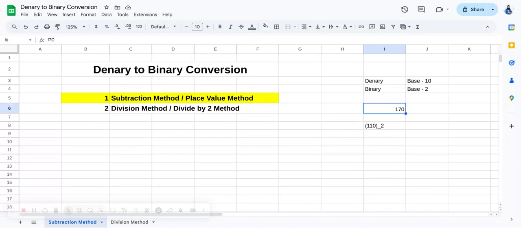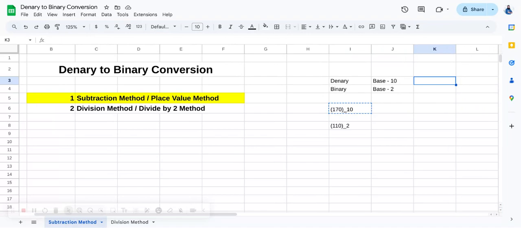Okay, and likewise if this number is in base 10, I have to mention 170, and then my base has to be written in the subscript form. Now if somebody looks at this number, 170 is actually a denary number and 110 is a binary number. So I hope this is clear to you, what is actually a binary number and what is actually a denary number.